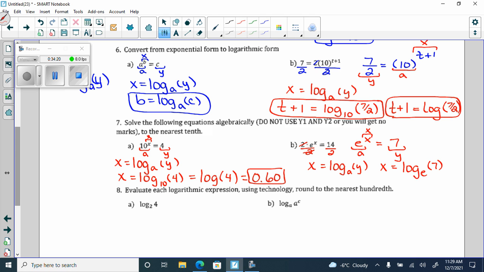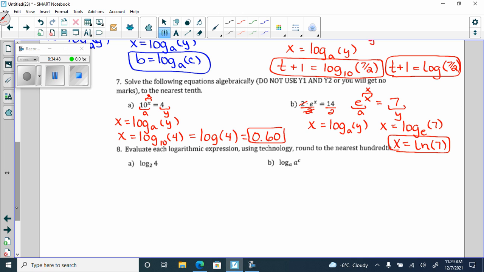And instead of writing log base e, what could they write? What is log base e? We were just doing them yesterday. Non-regressions. The ln. Remember, ln is just log base e? So they could write this as x equals ln of 7. It's just a natural log because it gets used often in regressions and stuff like that. So they could write it as ln. And then we have to evaluate each expression using technology, or we can just use our brain cells, so we're going to use our brain cells too. 2 to what power is 4?